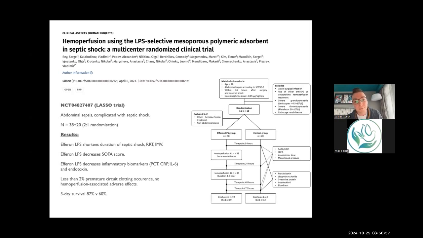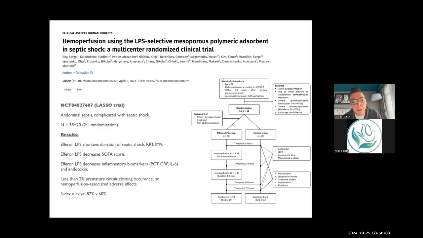There was a multi-center randomized clinical study run on almost 60 patients, which were randomly distributed into two subgroups. One of them received standard of care treatment without any type of anti-LPS or anti-cytokine hemoadsorption, and the other received two Efferon LPS hemoadsorptions. The main inclusion criterion was patients with abdominal sepsis complicated with septic shock, and a very narrow time window for the intervention: within 24 hours after source control surgery, and within 12 hours since the onset of septic shock, since the start of norepinephrine infusion. So no specific biomarkers, no endotoxin or interleukin-6 levels were considered inclusion or exclusion criteria.